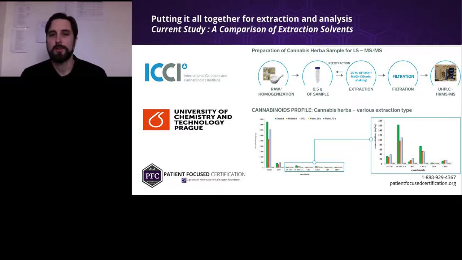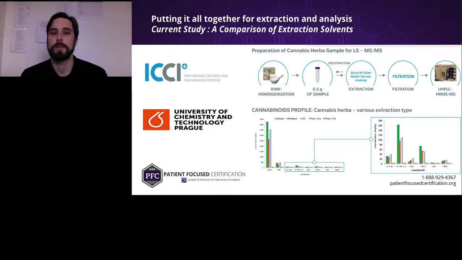So we've talked about all these extraction solvents, but has anyone sat down and compared them side by side in a controlled laboratory? Yes, at least one group. Americans for Safe Access works with the International Cannabis and Cannabinoid Institute. It's their research partner, and you can find out more about this research at ICCI.science. These results were done in a patient-focused, certified and jointly ISO-accredited lab at the University of Chemistry and Technology in Prague in the laboratory of Jana Hašlova.